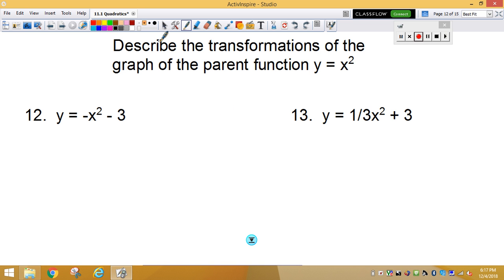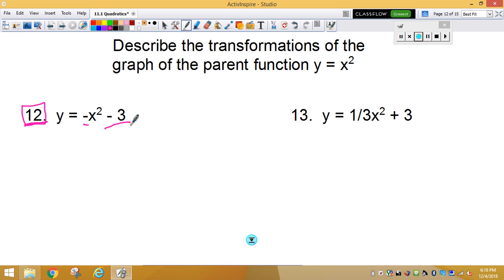All right, so I'm just going to go through these and tell you what's different. So 12, so just listen. I'm not going to write it because it's hard to write on these things. So first up, this is negative. That means it's concave down. Concave down. They're both 1s, so there's no difference in the width.